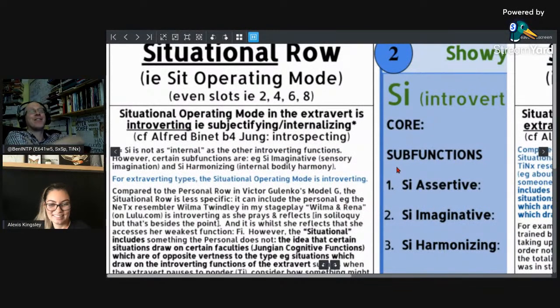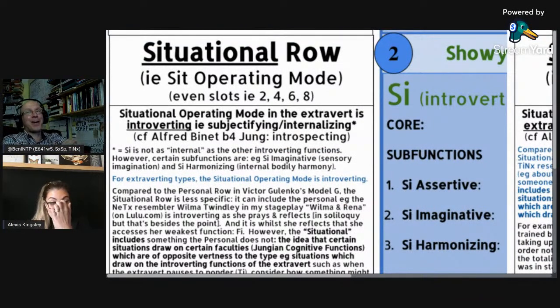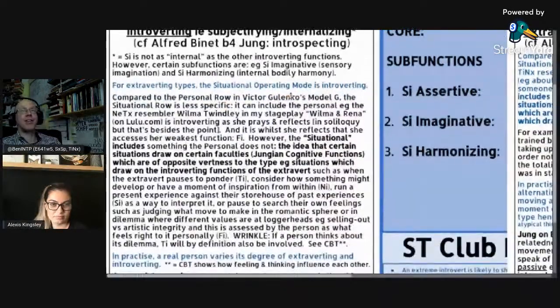Right. Situational row. Situational operating mode. Situational operating mode in the extrovert is introverting, i.e. subjectifying, internalizing. And then I give some examples of when the extrovert will introvert. And then we can discuss this.